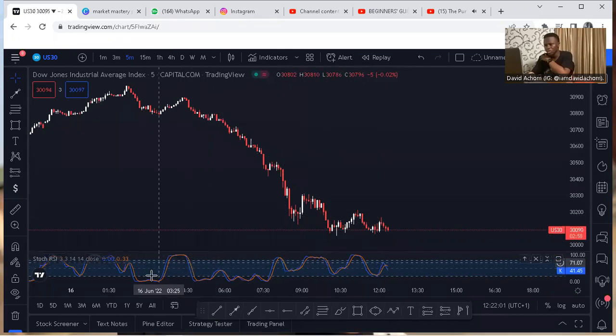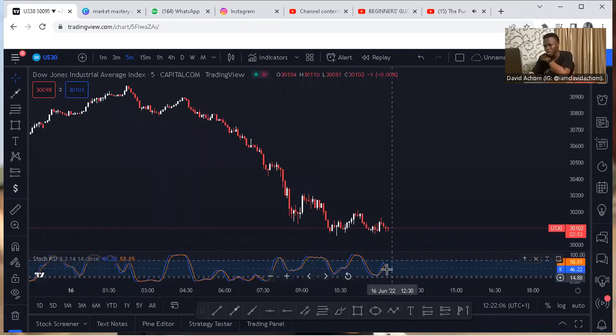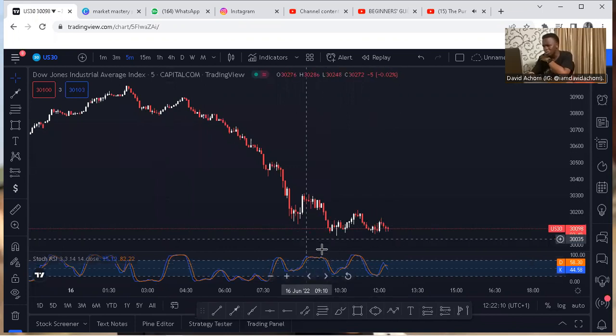Stochastic RSI: up is overbought, down is oversold. Don't trade when the stochastic RSI is in the middle, like this place is in the middle. That's what they tell you not to trade. But me, if I want to buy here, I can buy here.